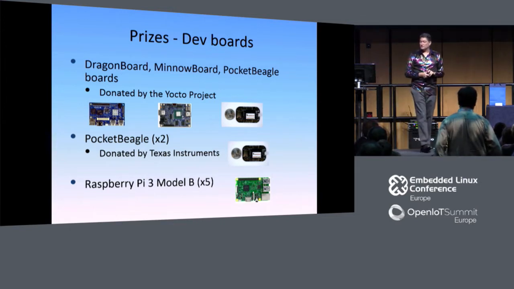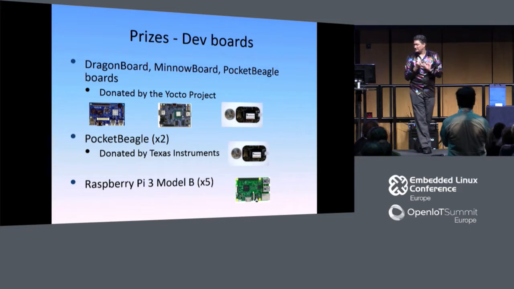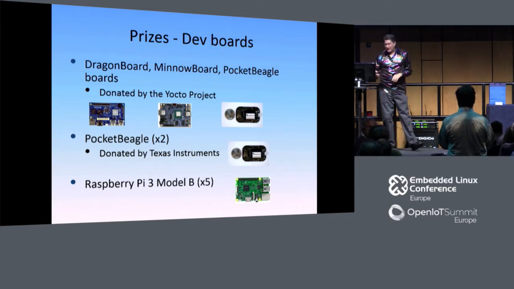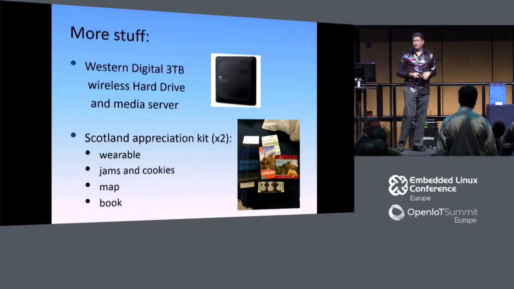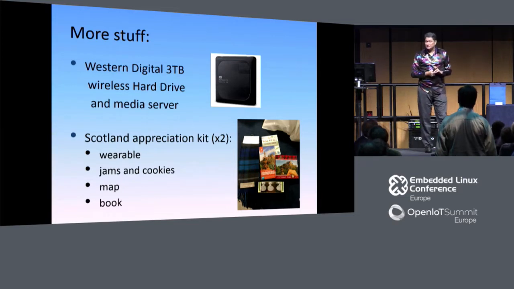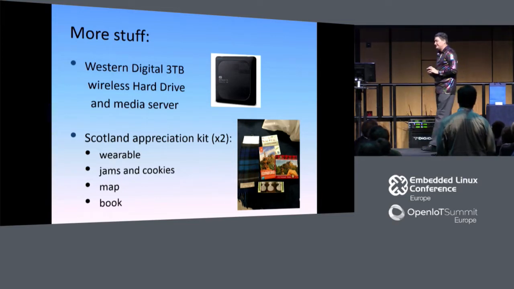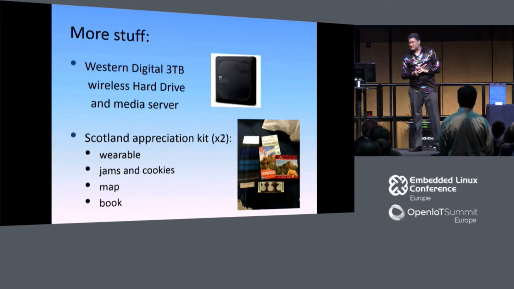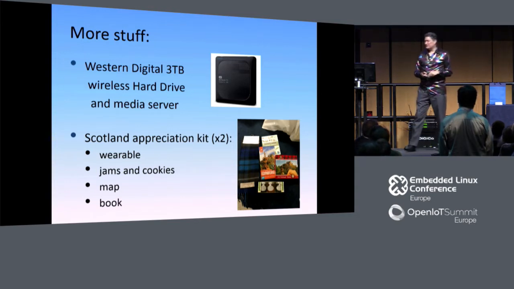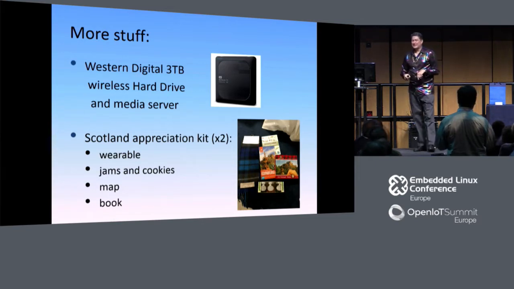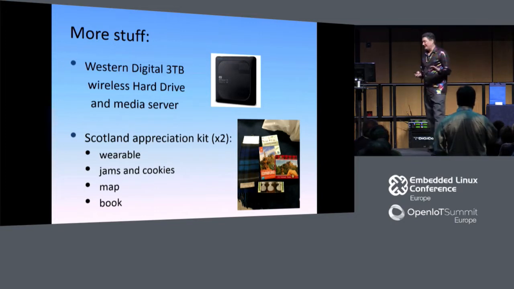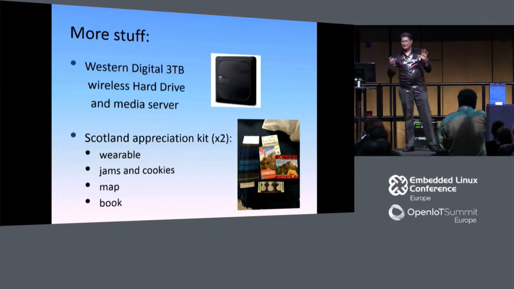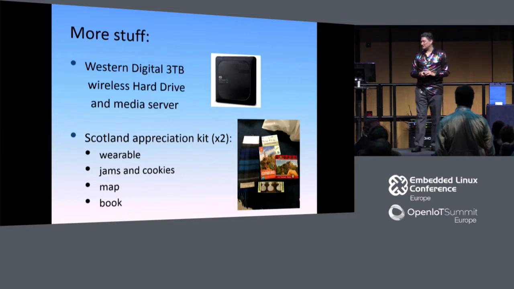We have the pocket beagle donated by Texas Instruments. I appreciate that. We have a bunch of Raspberry Pis. We have a Western Digital 3 terabyte media server, wireless, pretty nice. And we have our Scotland Appreciation Kit, which has what I'm calling a wearable, that's another word for a scarf, and jams and cookies and a map and a book and stuff. So it's a very nice gift.